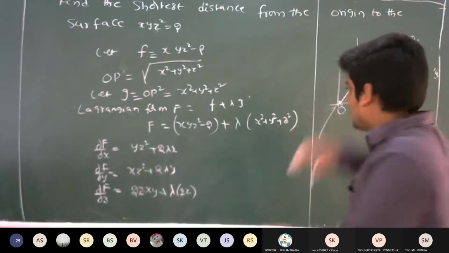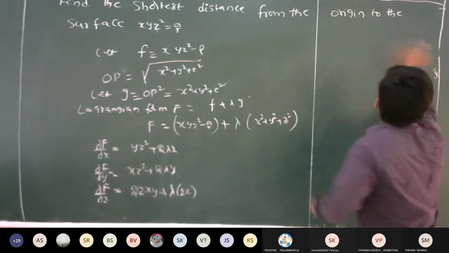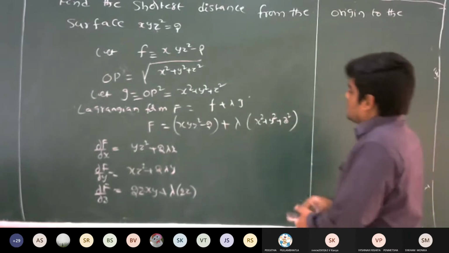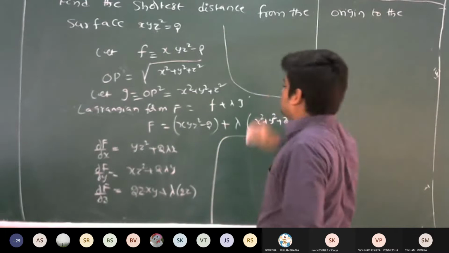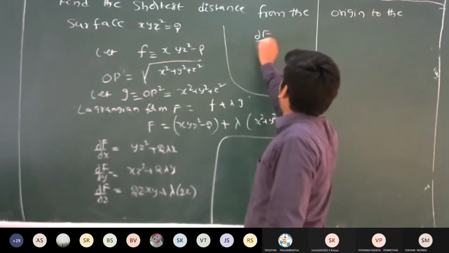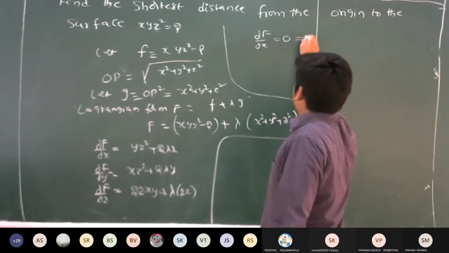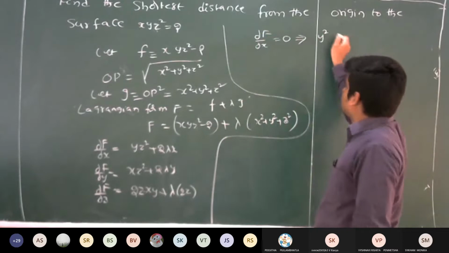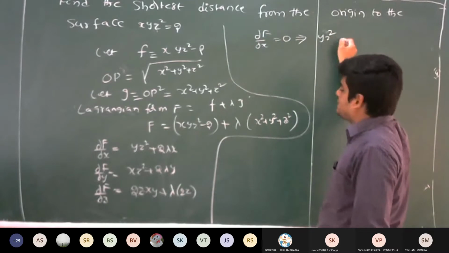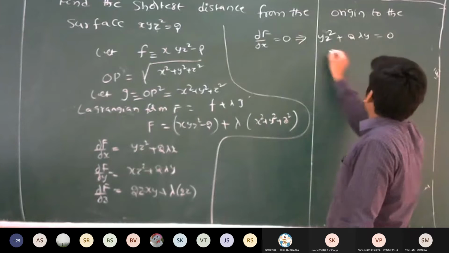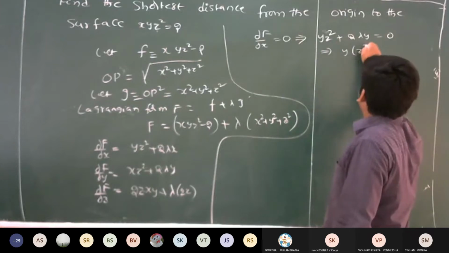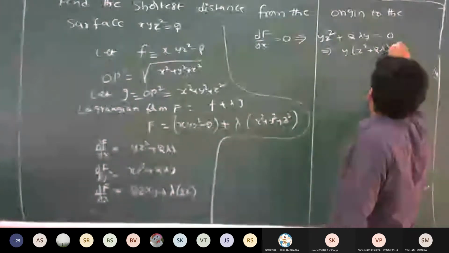What is the next process? Equating the first order partial derivatives to 0. So dou f by dou x is equal to 0, which implies y z square plus 2 lambda y is equal to 0. So y into z square plus 2 lambda is equal to 0.